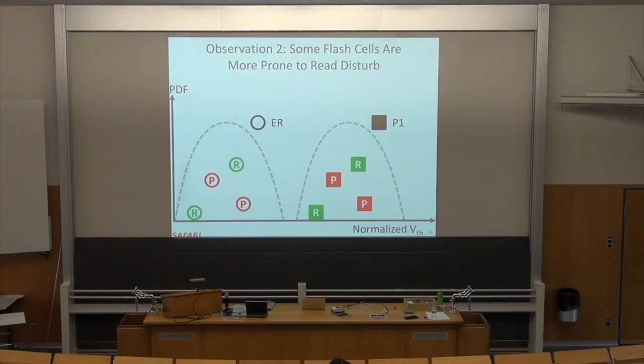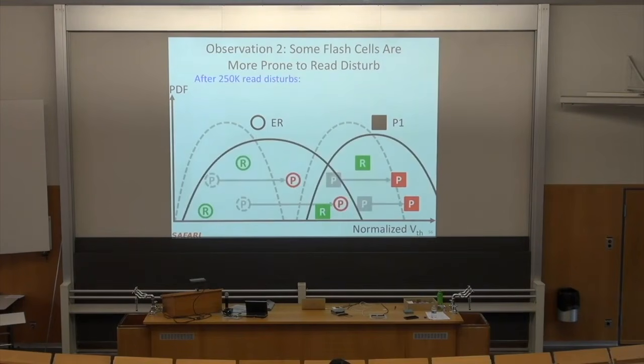Now, if you apply many read disturbs, let's say 250,000, this is what happens to the cells. The prone cells shift a lot, and the resistant cells, let's assume they stay where they are. Your threshold voltage distribution looks like this after that. Now we have a problem, right? Because now the threshold voltage distributions overlap, and you have these cells that are mixed.